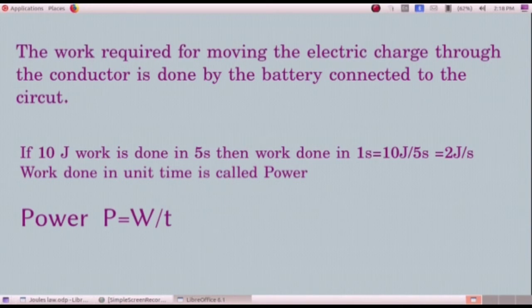then the work done in 1 second is equal to 10 joule by 5 seconds, and we got it as 2 joule per second. Total work by total time, we get the work done in 1 second, and that is called power. Work done in unit time is called power, and we calculate it by dividing total work by total time. Power P is equal to W by T.